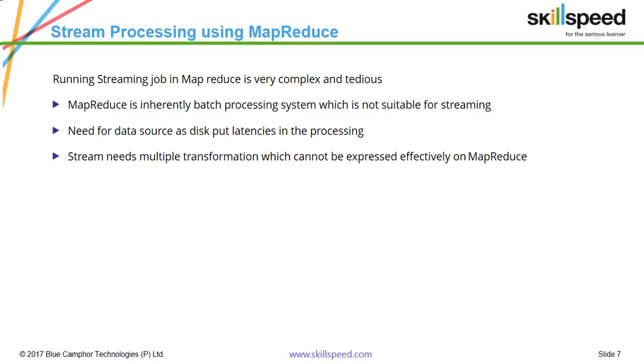And streaming requires multiple transformations, which means if I have to design my streaming idea using MapReduce, I might have to do that using more than one MapReduce job. So when I'm having, let's say, 3 to 5 MapReduce jobs, which are clubbed as a chain of MapReduce jobs, running them in one shot becomes too tedious and time consuming.